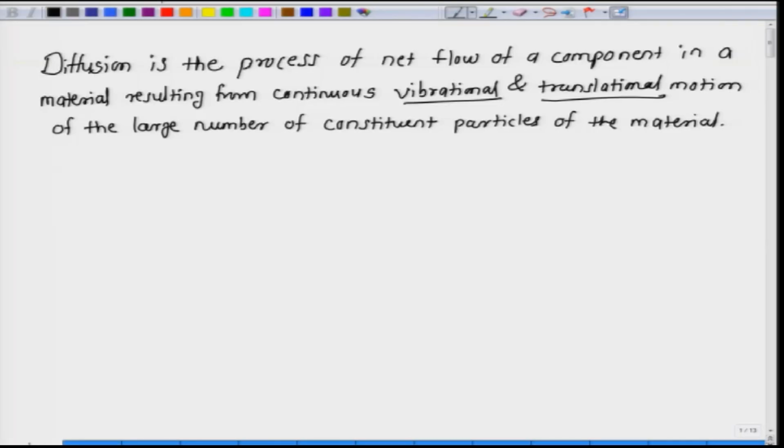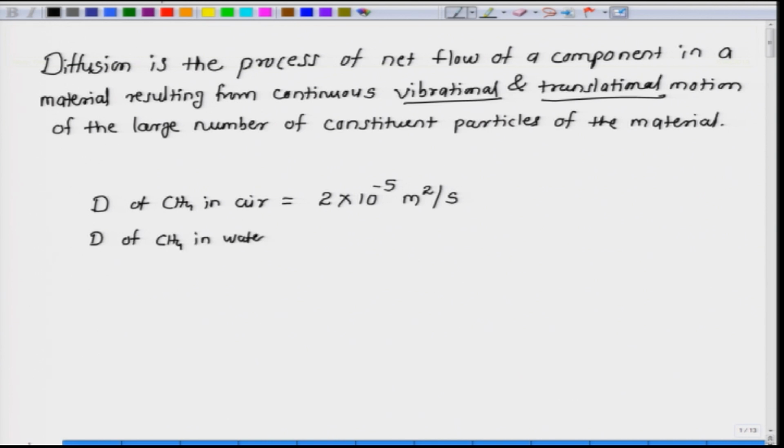it is not so obvious in solids, and the main reason is that the diffusion process in solids is very slow, right. As an example, if we want to compare the various diffusivities in different media, for example, the diffusivity of methane in air is around 2 times 10 to the power minus 5 meter square per second. The diffusivity of methane in water is around 10 to the power minus 9 meter square per second.